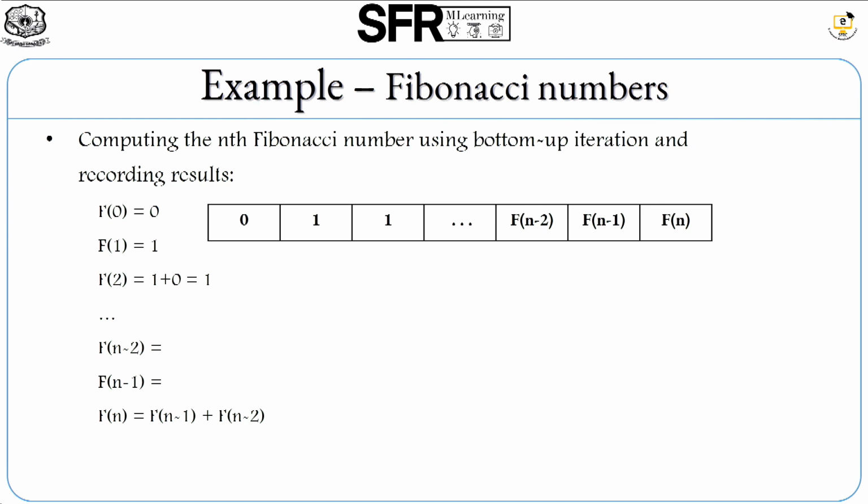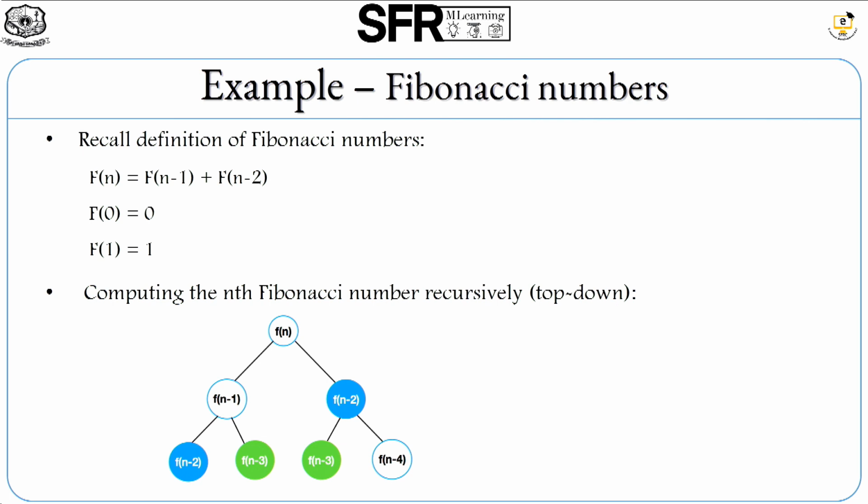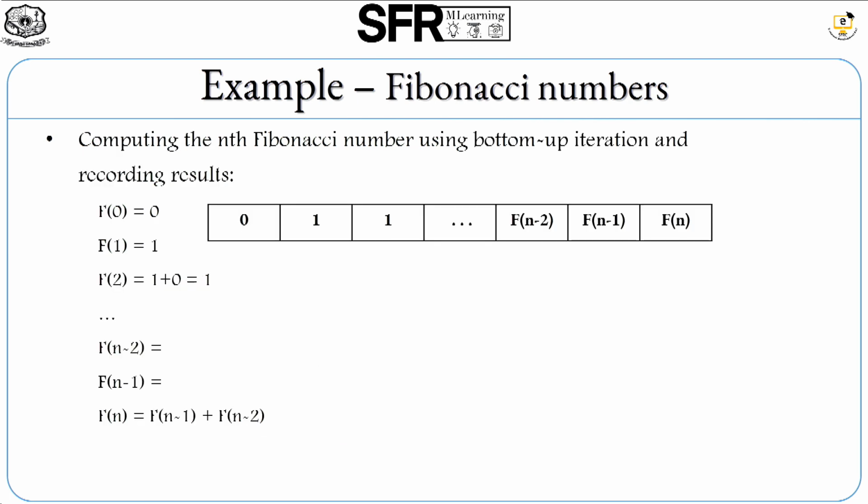So, this is the bottom-up iteration method. First we start from 0. For the top-down approach, we start from n. For the bottom-up approach, we go from 0 to n. First we store f of 0, f of 1 and f of 2, where f of 2 is equal to f of 0 plus f of 1. Likewise, f of n is equal to f of n minus 1 plus f of n minus 2. See the table: first we store f of 0 as 0, f of 1 as 1, f of 2 as 1. Likewise, finally we store f of n minus 2 and f of n minus 1, and then we get the f of n value. This is bottom-up iteration, that is, the tabulation approach.